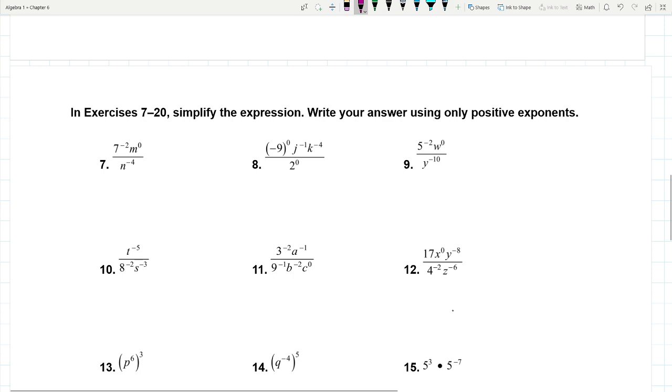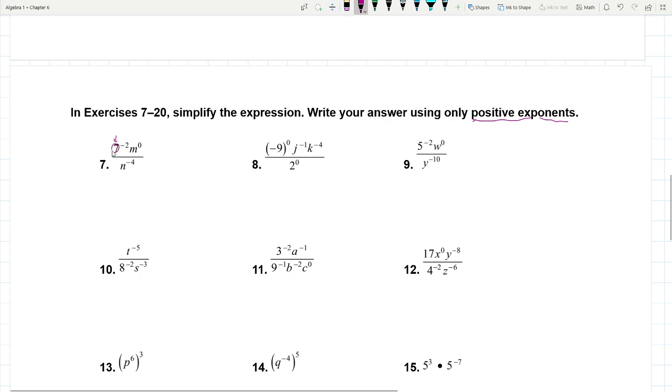All right, in exercises 7 through 20, simplify the expression, write your answer using only positive exponents. So, again, whenever we're working through these, we are evaluating each base separately. And this explicitly tells us that we need to have positive exponents. And so that informs us, okay, anywhere that we have a negative exponent, we need to fix that issue. And so I start with the 7. Why? Because it's just the first one I see there.